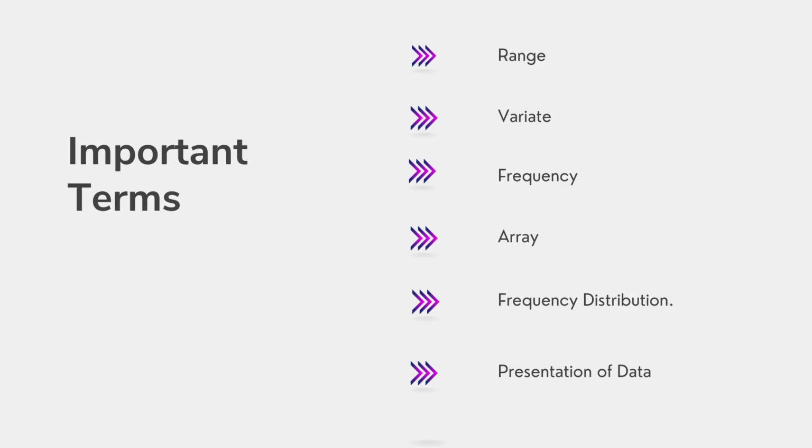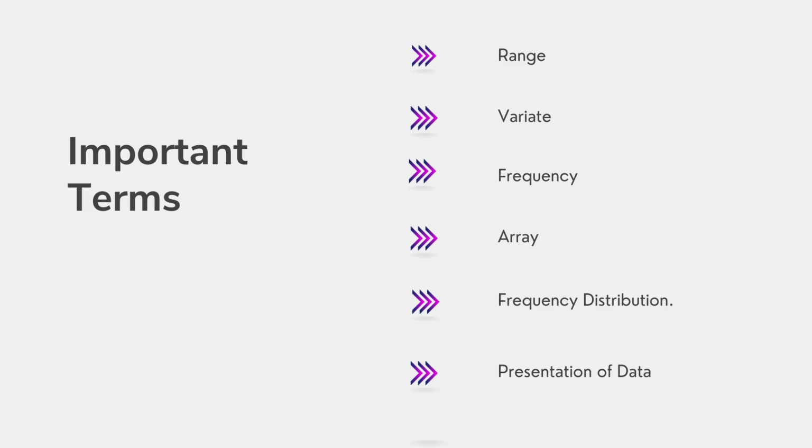Let's see some important terms. Range. The difference between the maximum and the minimum values of a variable is called its range. Variate. A particular value of the variable is called its variate. Frequency. Number of times the observation occurred or was recorded in an experiment or study is known as frequency. Array. Array is an arrangement of data in ascending or descending order of its magnitude.